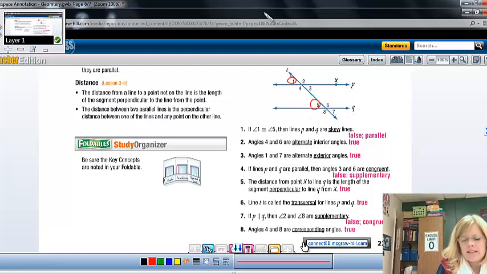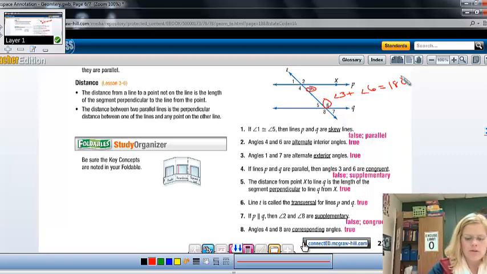4 and 6. The next one said 4 and 6. Those are alternating interior. That's why it's true. Correct. 1 and 7. Alternating exterior. True. Next problem, number 4. 3 and 6. No, those are not congruent. They actually are supplementary because they're consecutive interior angles, so they add up to 180.